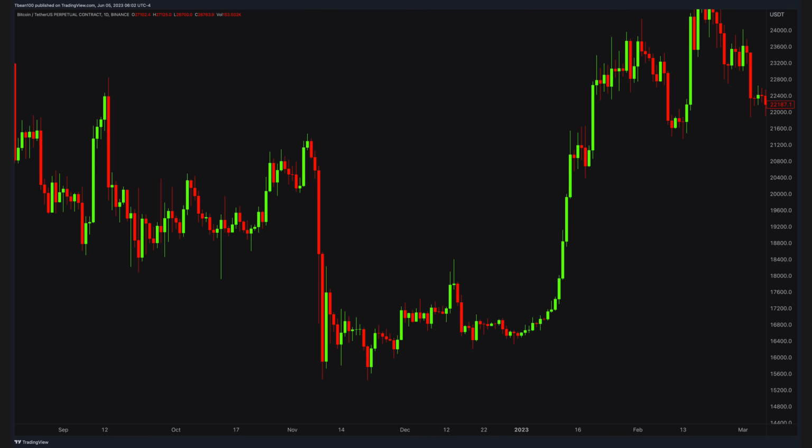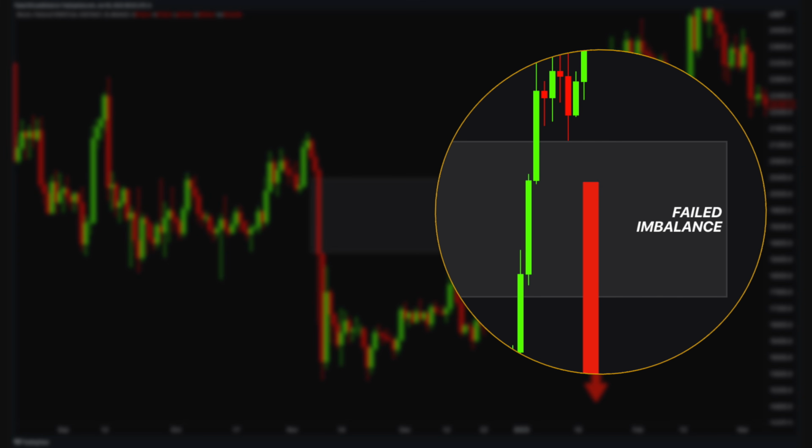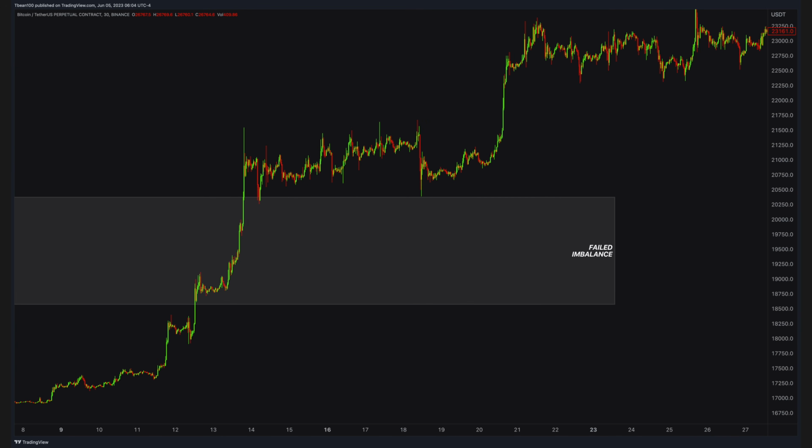Okay, look at this example. Notice this giant imbalance. Normally, you should be looking for a short here, a reaction from the imbalance which will push the price down. Let's take a closer look at the reaction and what really happens there. Now we are in lower time frames. Notice how the trend is so strong and never reverses. No reaction at all. No market structure to short it.